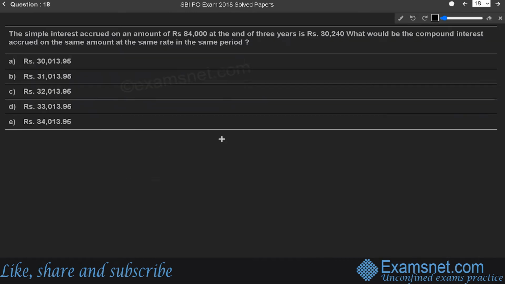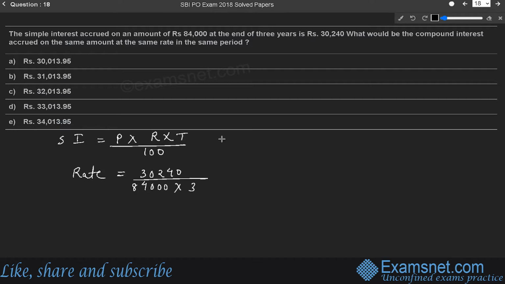Next question is, the simple interest accrued on an amount of rupees 84,000 at the end of 3 years is rupees 30,240. What would be the compound interest accrued on the same amount at the same rate in the same period? We know that simple interest is equal to principal into rate into time divided by 100. Here, the rate of interest is 30,240 divided by 84,000 into 3.